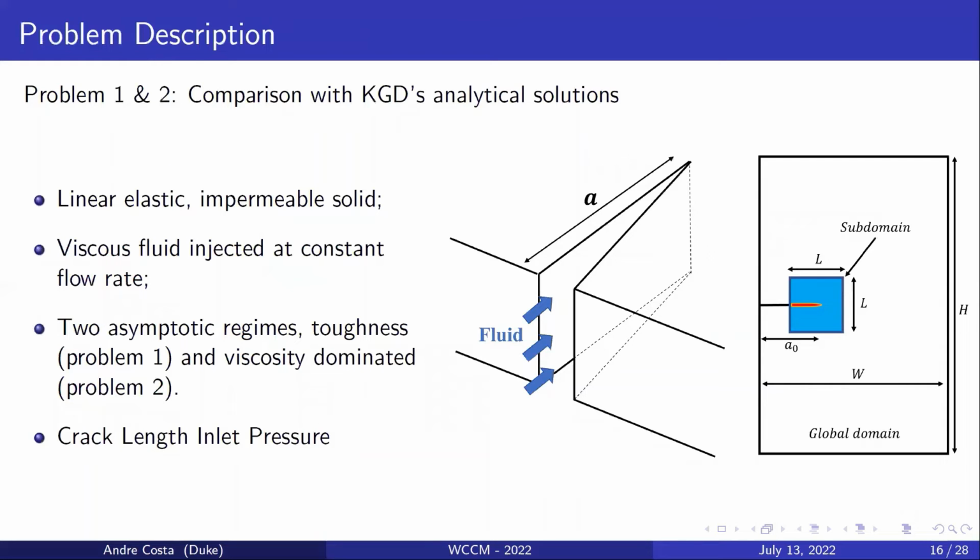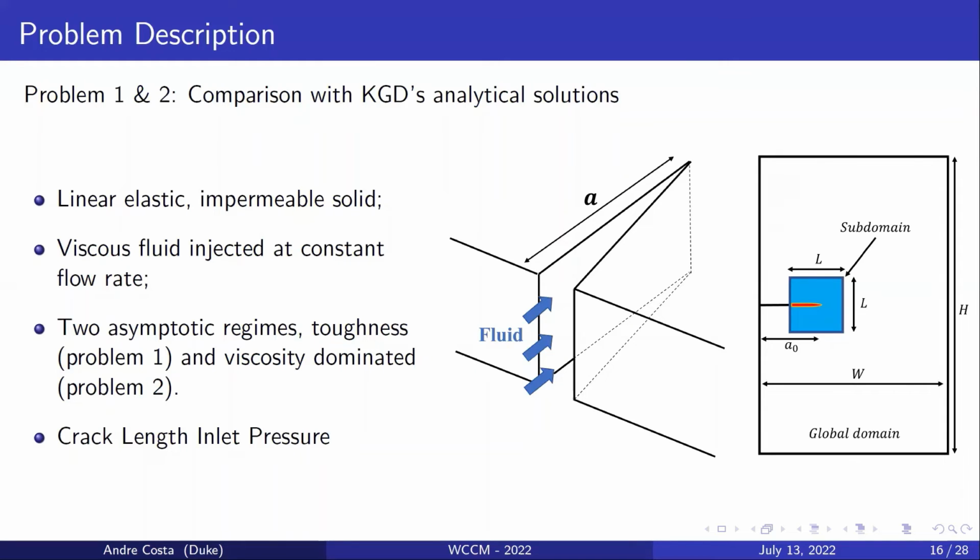Now, let's look at some example problems that we use to verify the accuracy of our approach. We start by looking at the well-known KGD problem. It consists of a linear elastic, impermeable solid with a crack where a viscous fluid is injected at a constant flow rate. The geometry and model setup are shown in the figures on the right.